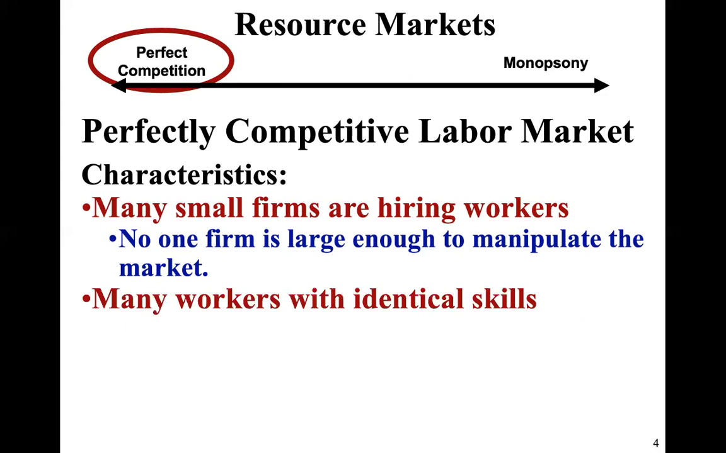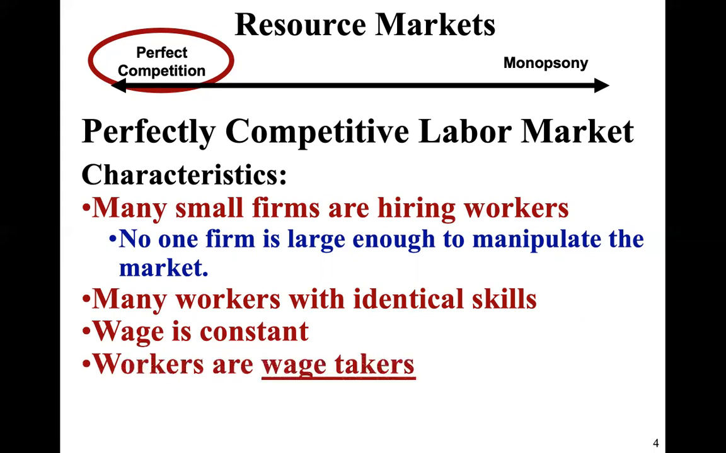There's also going to be many, many workers, and we're also going to assume that those workers have identical skills. So whether you're looking for carpenters or gardeners or computer programmers, we're going to assume in this model that all those workers have the identical skills and experience, and therefore the wage is going to be constant. So the wage is not going to be changing. It's going to be set by the market, and therefore workers are going to be wage takers.